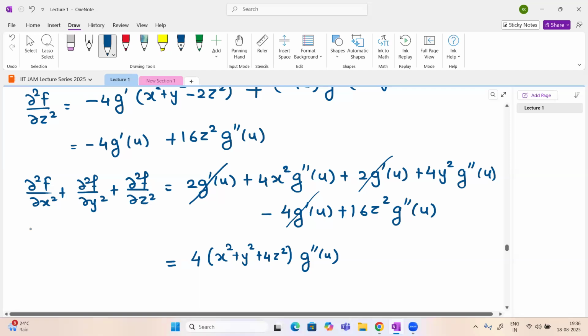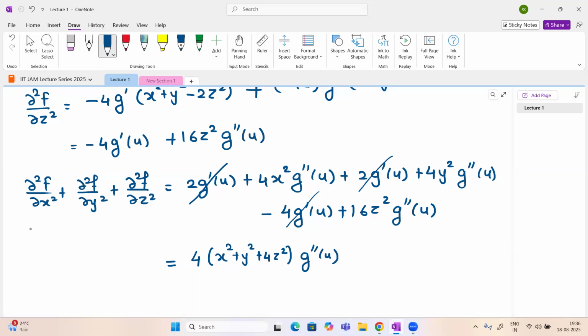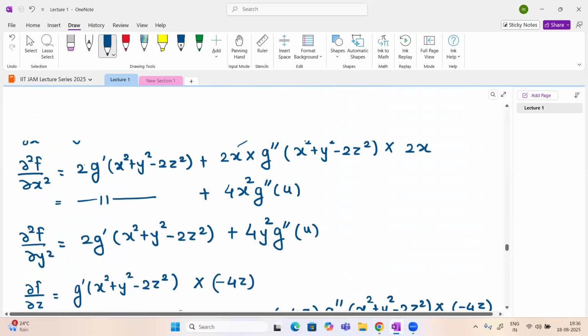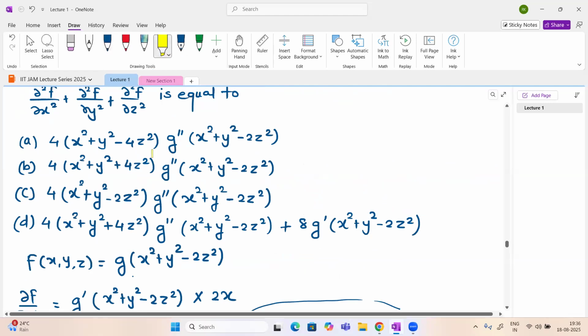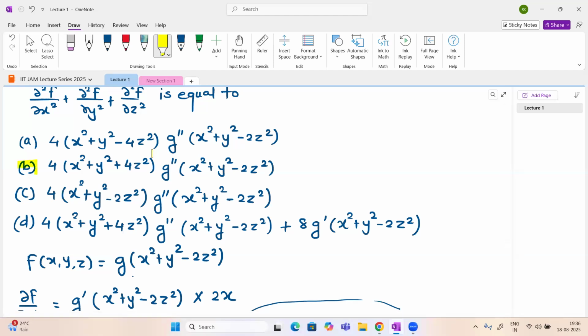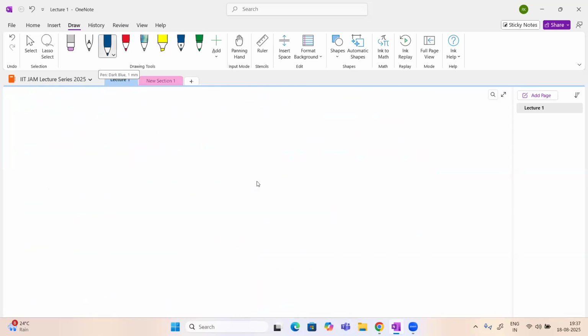So let us check the correct option. 4 times x square plus y square plus 4z square into g double dash of u. Option B, you are right. In the first option, there is a minus sign, no? This is the correct option. Have you understood? Shall we move further, all of you? Okay, very good.